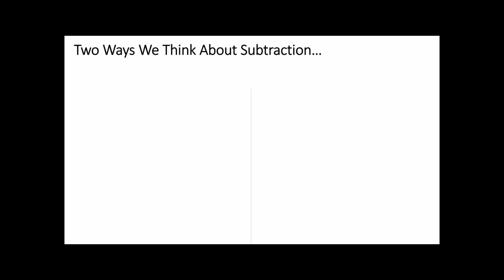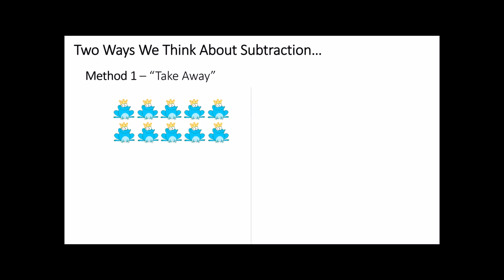So here we go. There are two ways that people typically think about subtraction. Method number one, the most common method of thinking about subtraction, is what I refer to as takeaway. The story goes something like this back in elementary school. Somebody has 10 frogs. If I take away 3 frogs, how many are left? Or something along those lines. And then, of course, we're going to model that using a subtraction problem that looks like this. 10 take away 3 equals 7. Or 10 minus 3 equals 7. That's the most common way we think about subtraction.